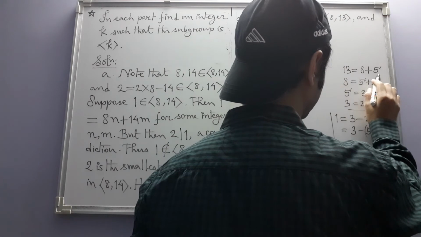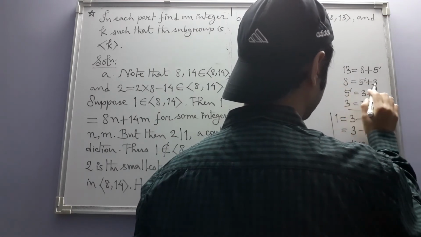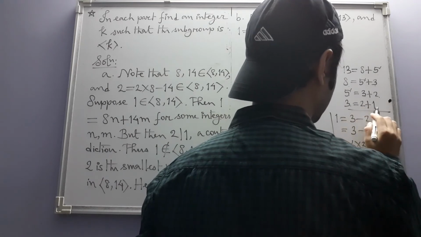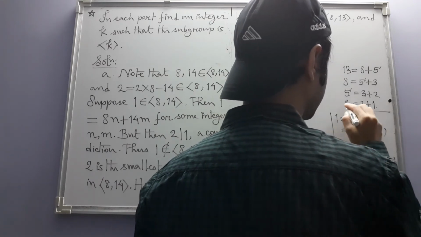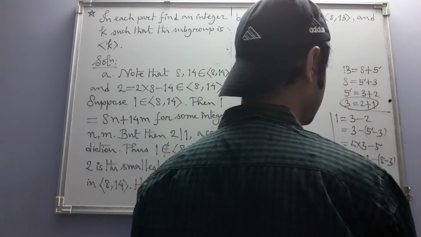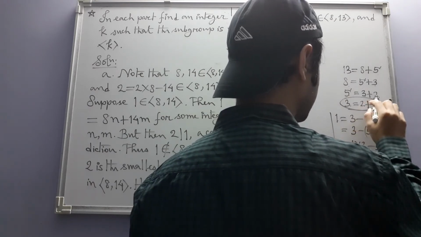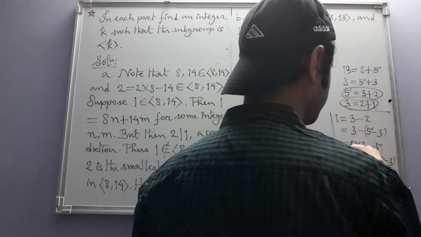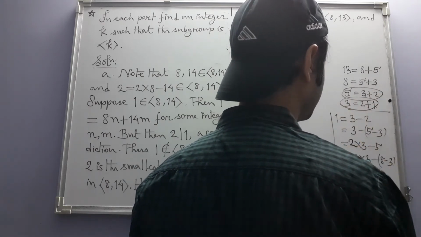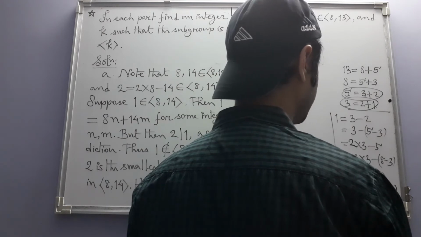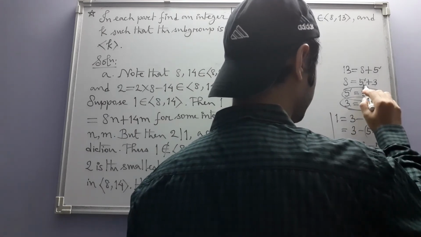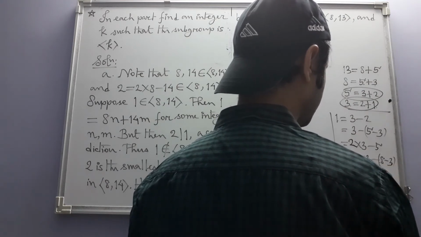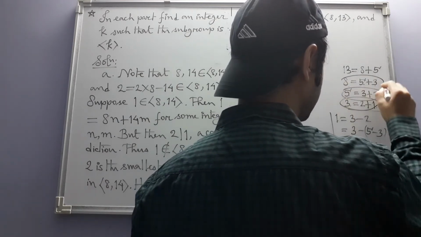13 is 8 plus 5, fine. 8 is 5 plus 3, 5 is 3 plus 2, and 3 is 2 plus 1. Okay, so 1 is equal to 3 minus 2, we have used this, and then 2 is equal to 5 minus 3, so this becomes 2 times 3 minus 5. Okay, then 5 is 8 minus 3, so this becomes 3 times 3 minus 8.